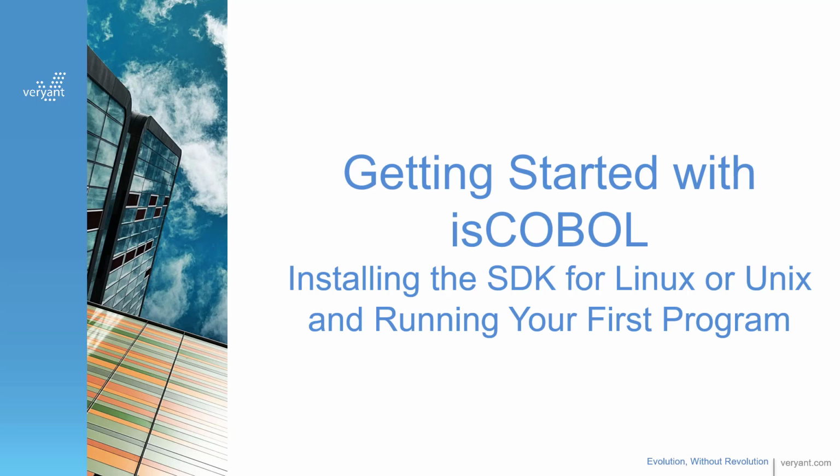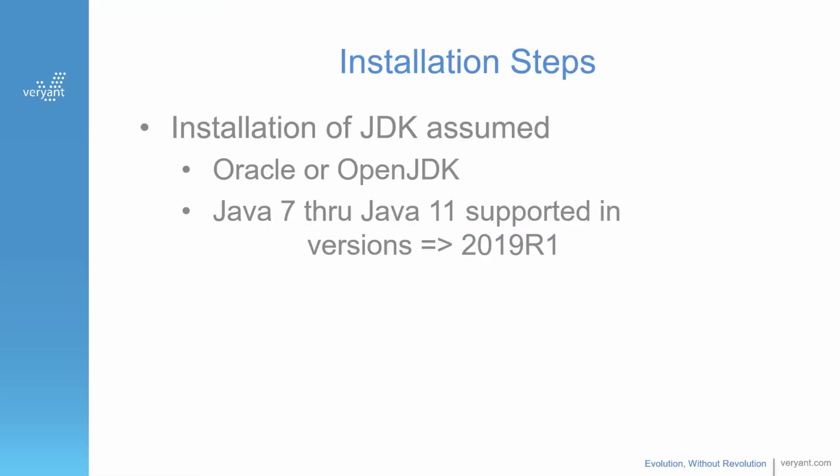Hello. This video will show you the basics of installing and using the isCOBOL software development kit on Linux or Unix operating systems. If Java isn't installed already on your system, you'll need to install the correct package or download it from an external source, either from Oracle or an OpenJDK vendor.